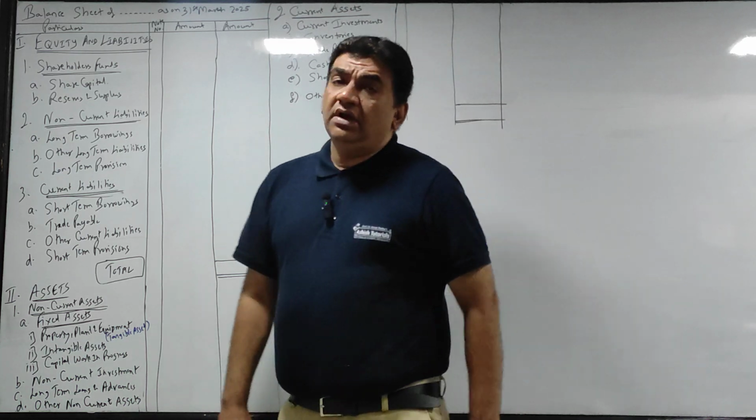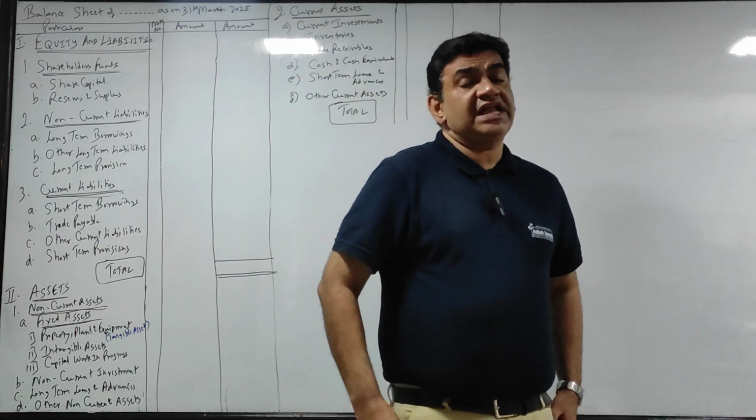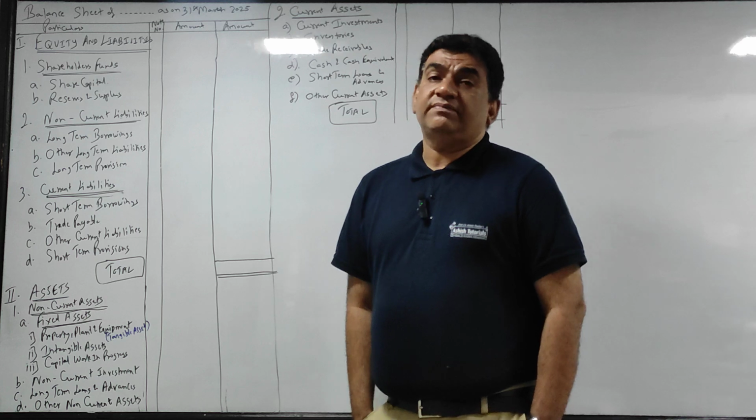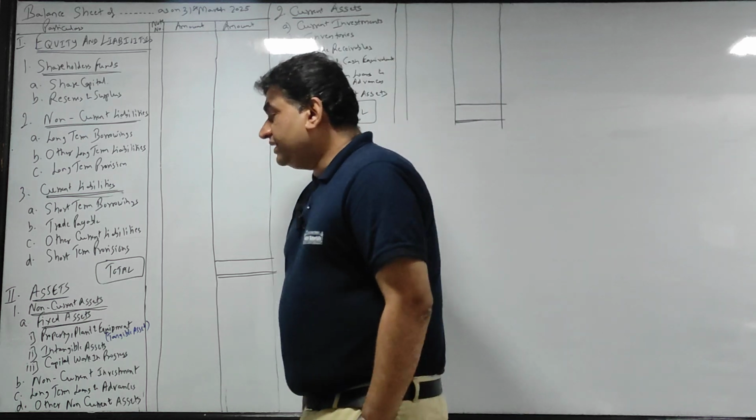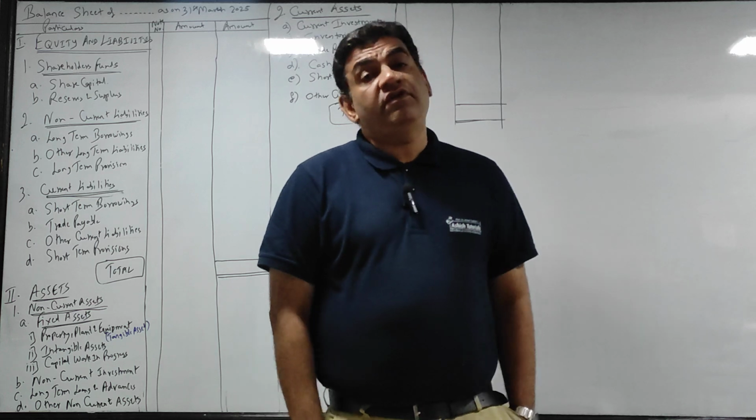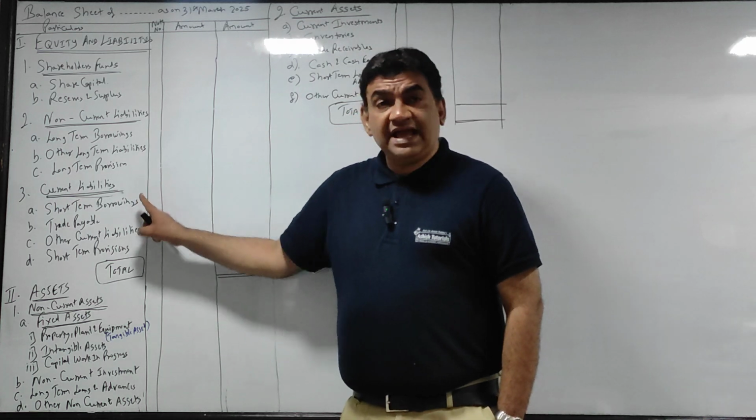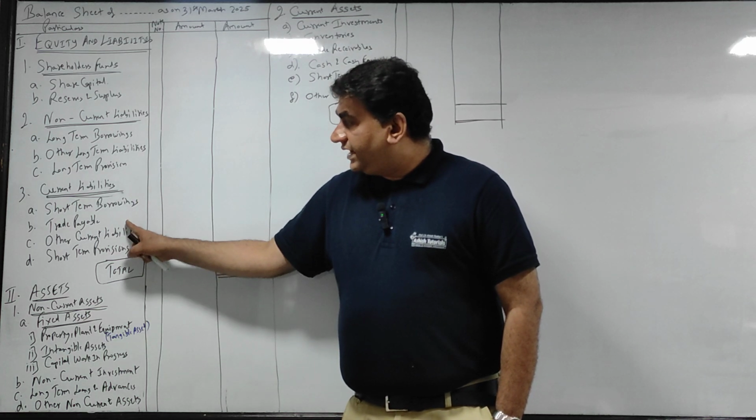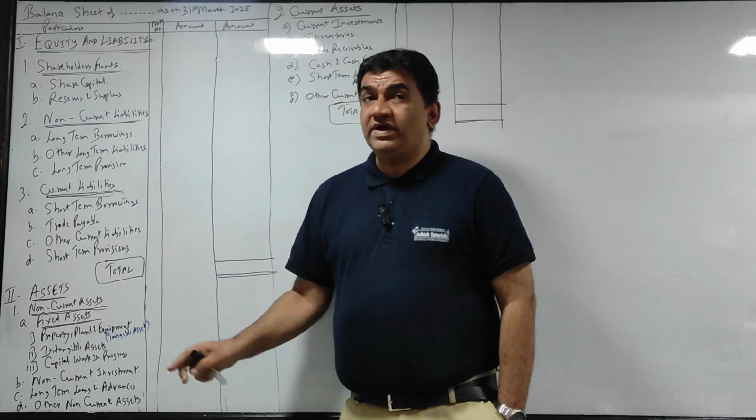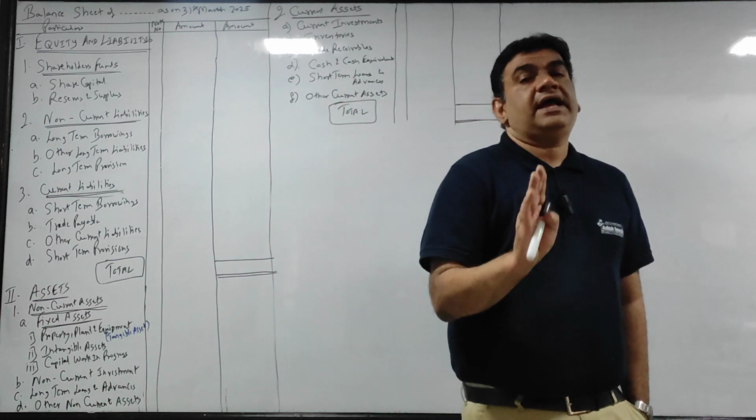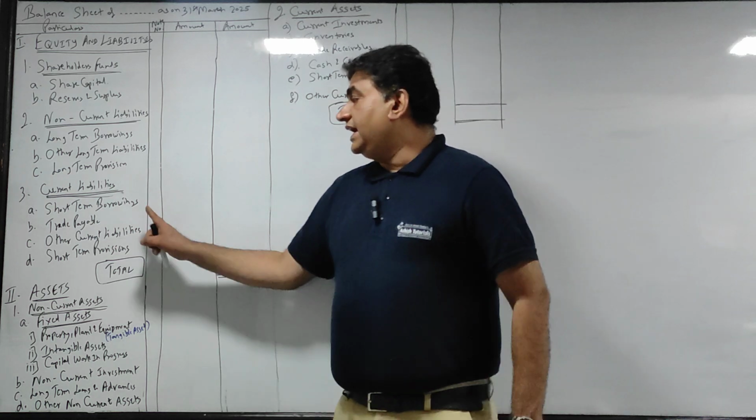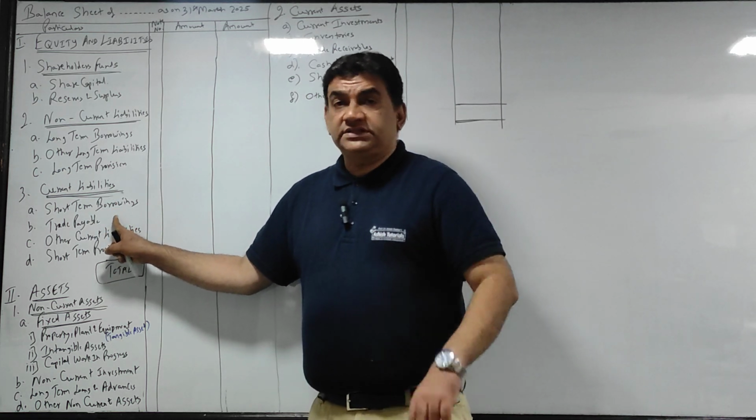I already told you. Current liabilities are those liabilities where generally the payment is made within a period of 1 year. Now your current liability is divided in four categories. This is the standard as per the Companies Act. Now what are these four? A, short term borrowings.